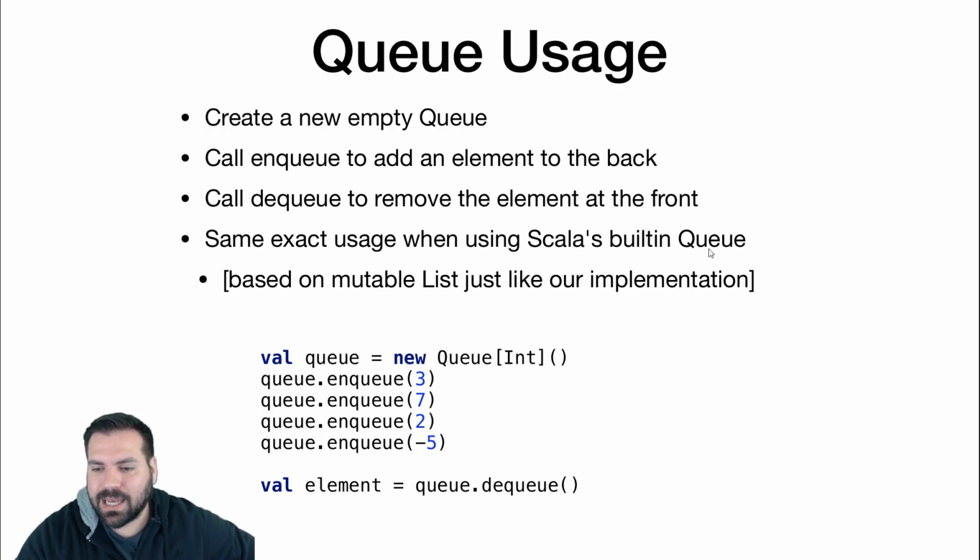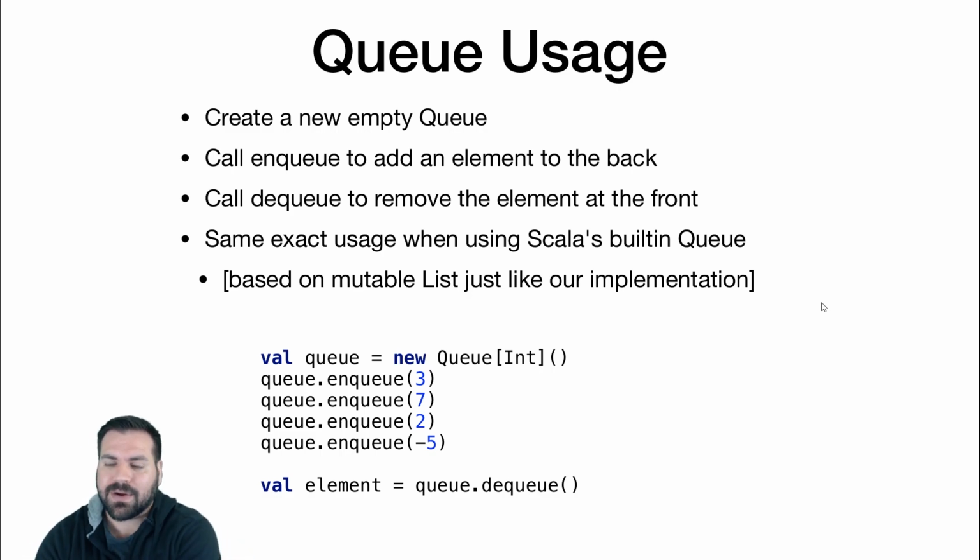Scala has a queue. It actually is based on Scala's mutable list. Scala does not use its immutable linked list, its immutable list class, for a queue, because if you use an immutable list for a queue, you're defeating the whole purpose of a queue.